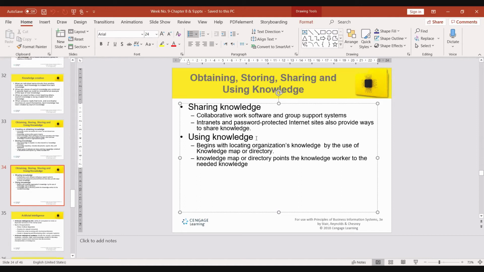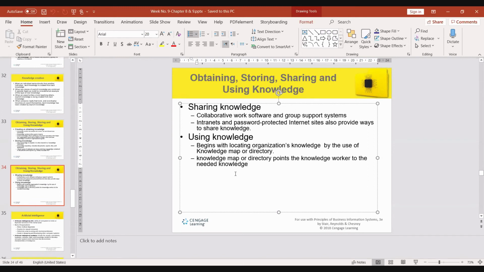And then, obviously, using knowledge begins with locating organizational knowledge by use of a knowledge map or directory. A knowledge map or directory points the knowledge worker to the needed knowledge. So in a specialized system, you can have all these guidelines, rules, and support, like maps, showing where the document is located, where you need to go to find this document or this information.